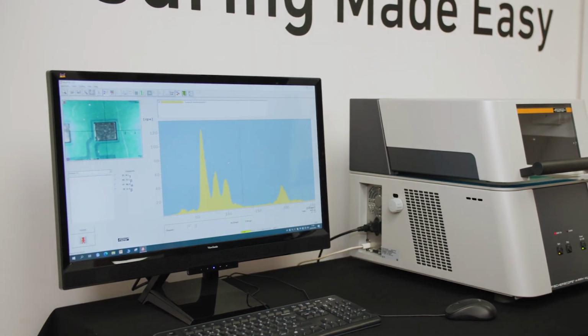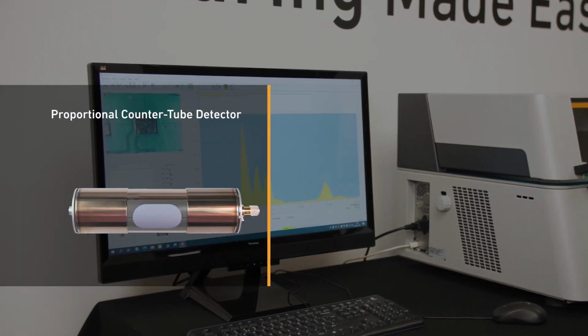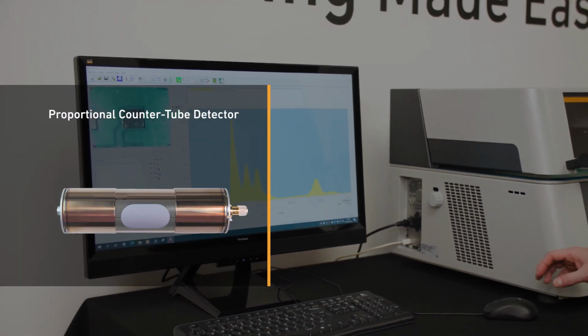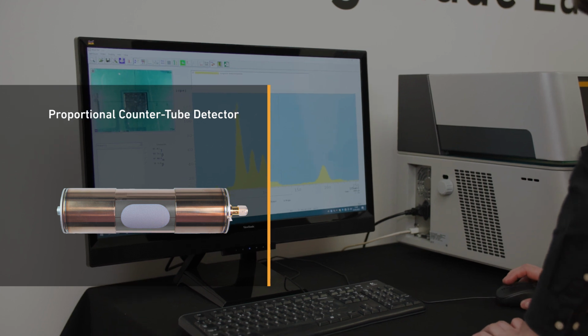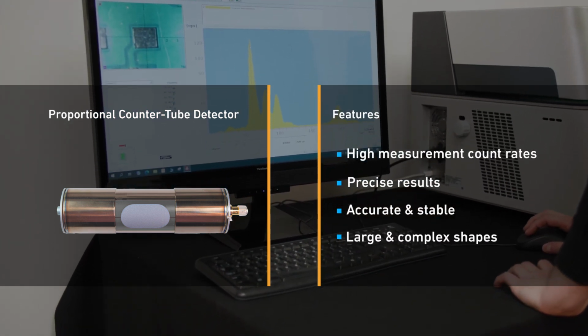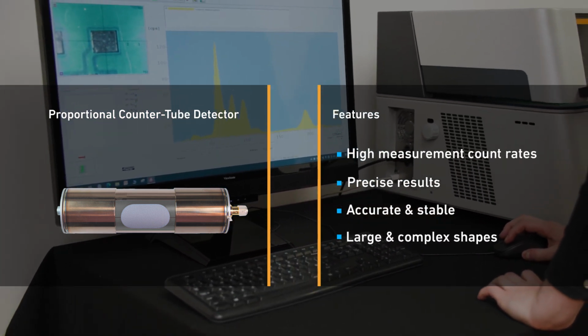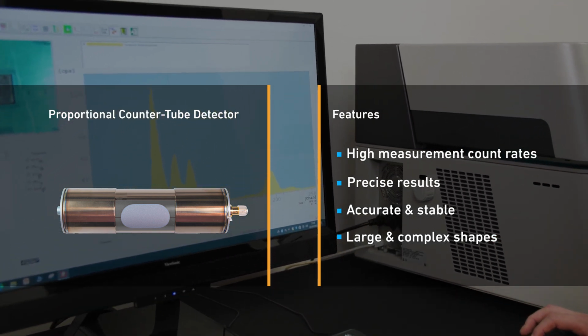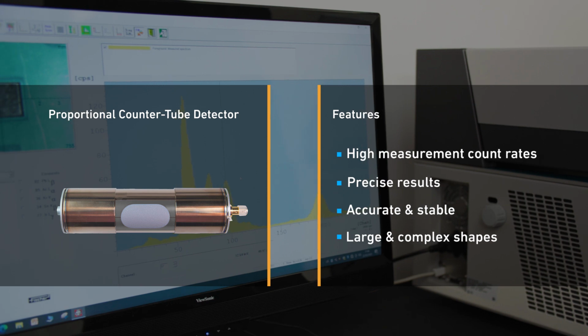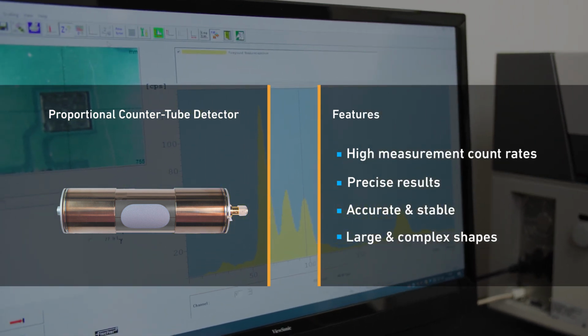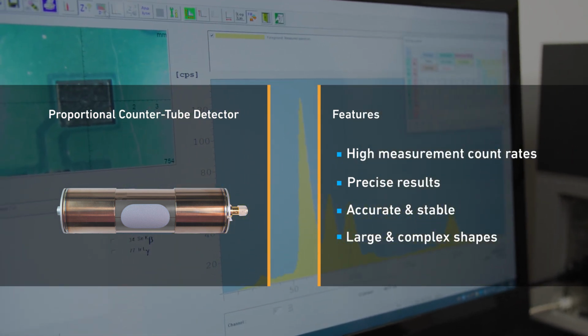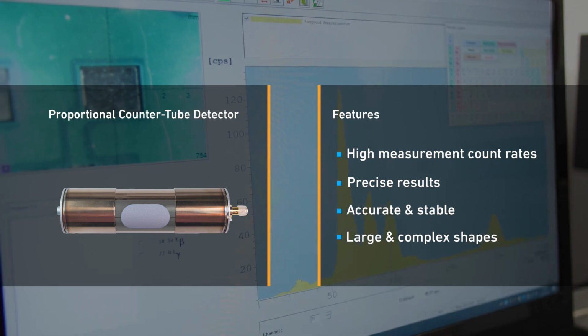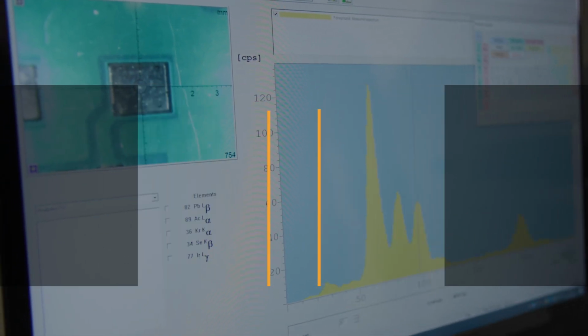The XUL instrument range benefits from a state-of-the-art proportional counter tube detector, boasting a large X-ray capture area, producing high X-ray spectrum count rates and excellent precision, even at long measurement distances. This type of detector can be distant from the measured surface to accommodate large or complex shapes, which is a significant advantage over silicon-based detectors that must be close to the measured sample to be effective.